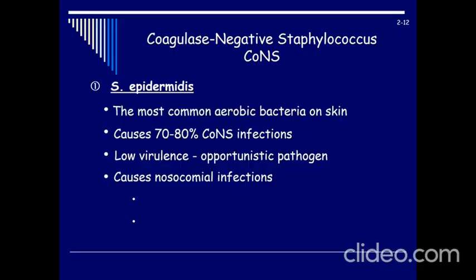Staphylococcus epidermidis is the most common aerobic bacteria on the skin, and really derived its name from epidermis. It's commonly isolated from the epidermis, so epidermidis makes a lot of sense.